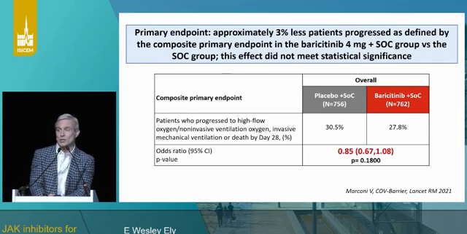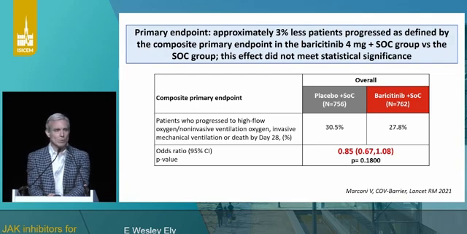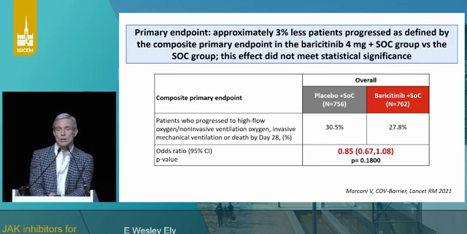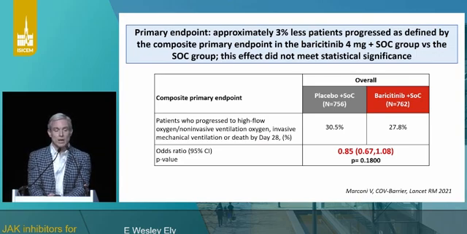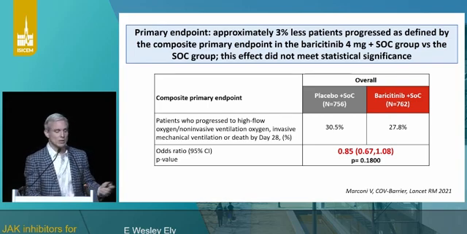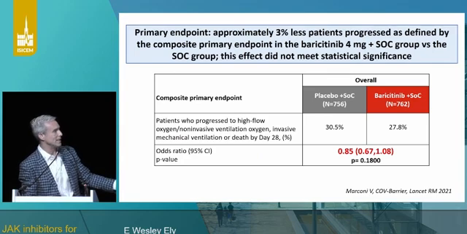I actually consider this one of my greatest failures as an academic. We just did not think that we would have enough power to evaluate mortality, and so we hedged on OS, ordinal scale. In this case, there was a 3% less progression as defined by this composite endpoint of baricitinib with standard of care versus placebo, but this did not meet statistical significance. You see the p-value here is 0.18.